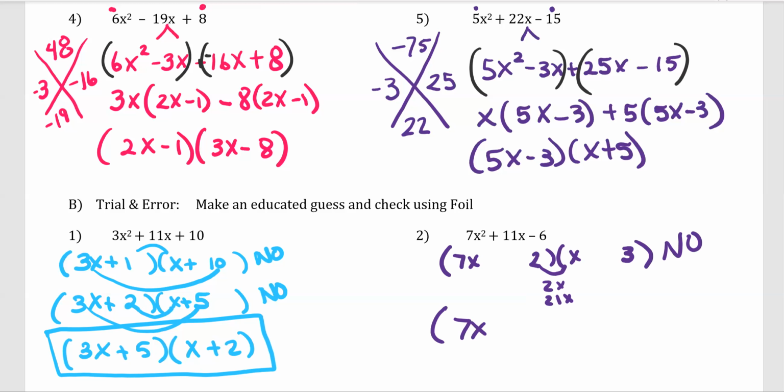But what if we switch them around? And then we multiply 3x together, or 3 times x, and 7x times 2. And we can see that we can get 11. 14 minus 3 is 11. So we need a minus 3x and a positive 14x.